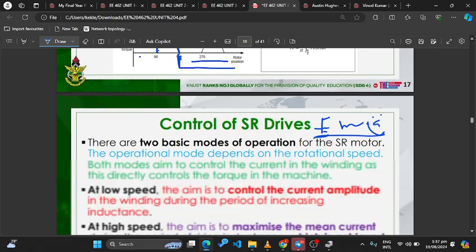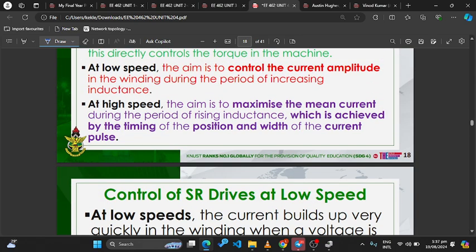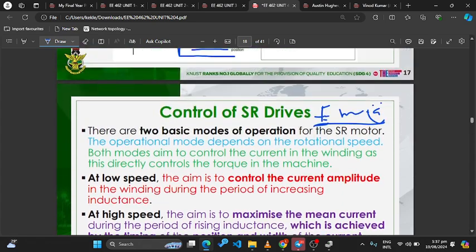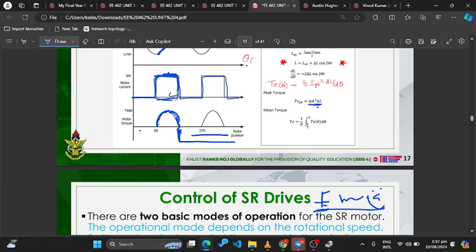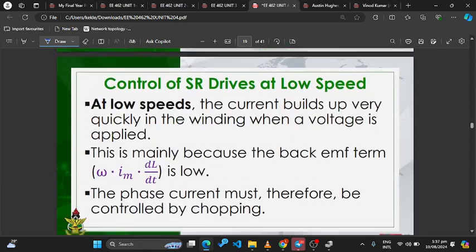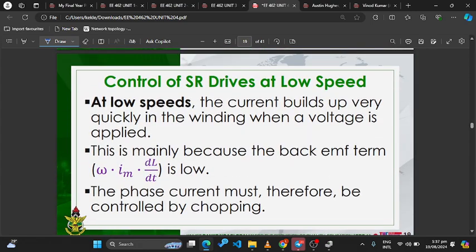Is that okay? Then the timing, which is the frequency, also affects the mean pulse. Some of them were taught in power electronics. Okay, so I think I've already explained this.